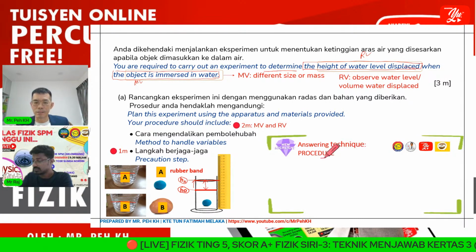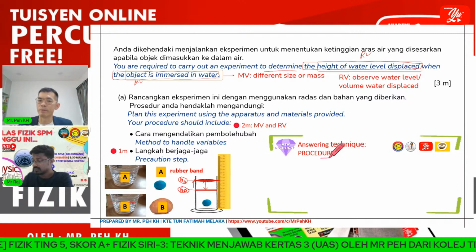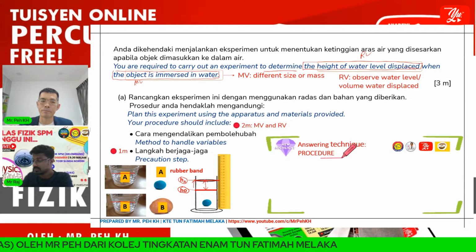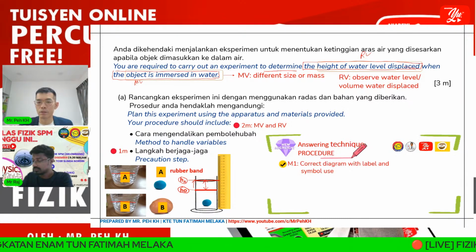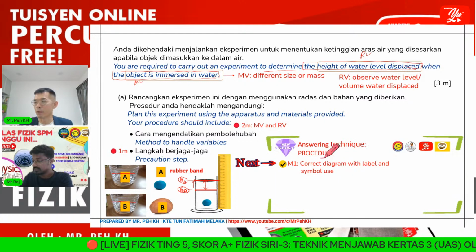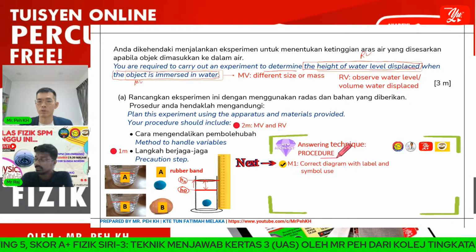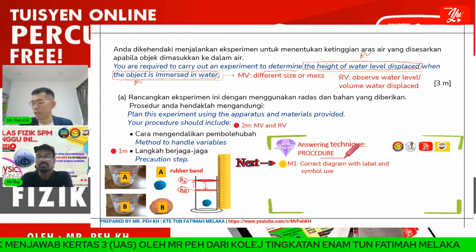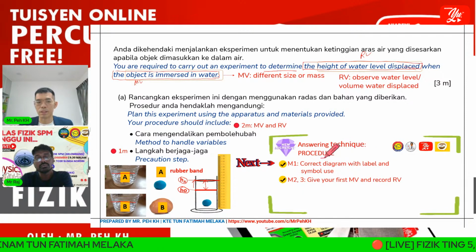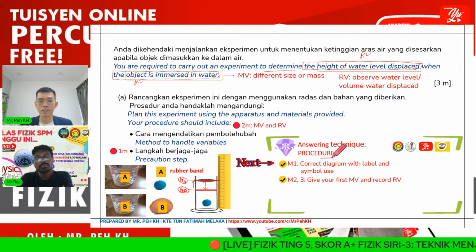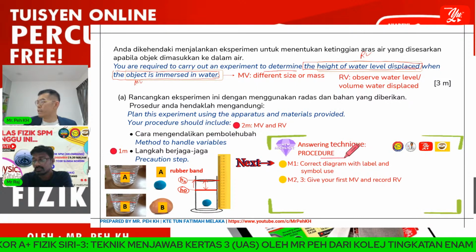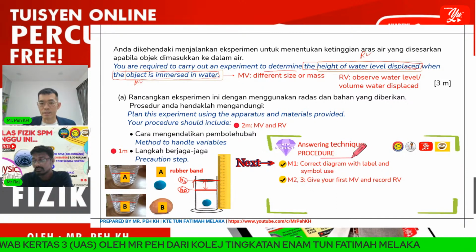So here this will be the answering technique for the procedure. Normally, including the diagram, the marks will be 4. You can see the marks distribution for method is only 2 marks. The first step normally asks students to draw the diagram and label. But if you print out the worksheet, you will notice that question number 2 already asks students to label the diagram. The second and third marks normally are given for your first MV and RV. But here we only have 2, for the bigger size of plasticine and the smaller size of plasticine. So that will be the first mark already.